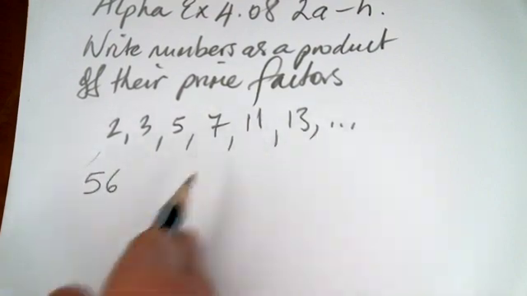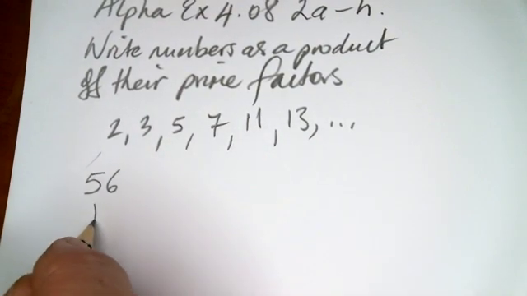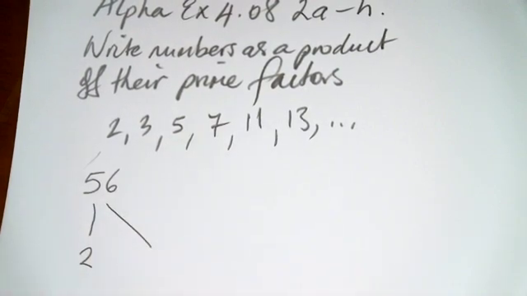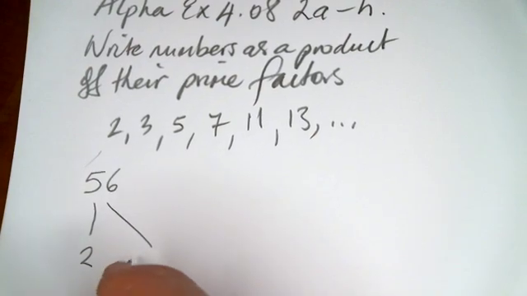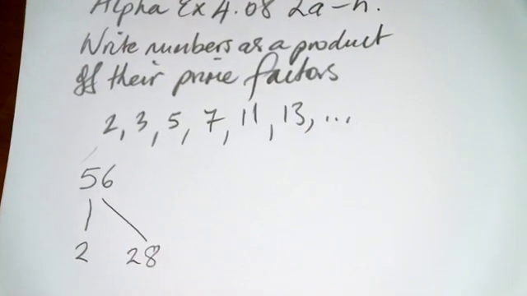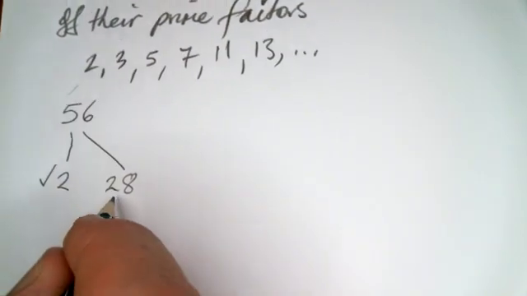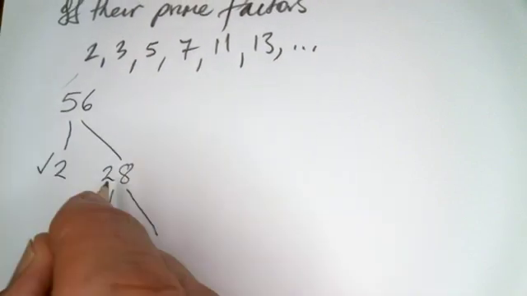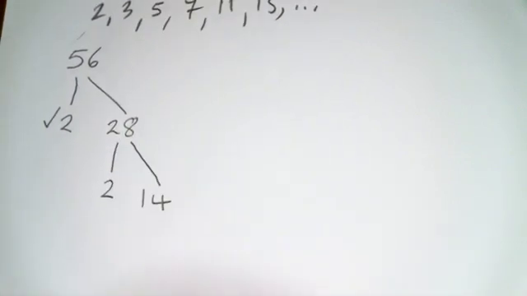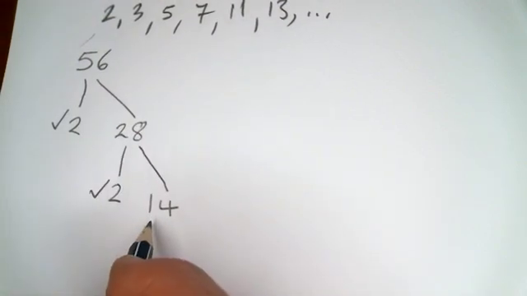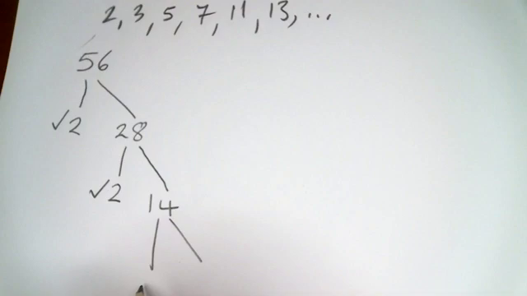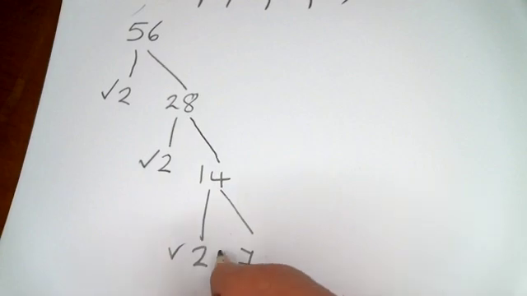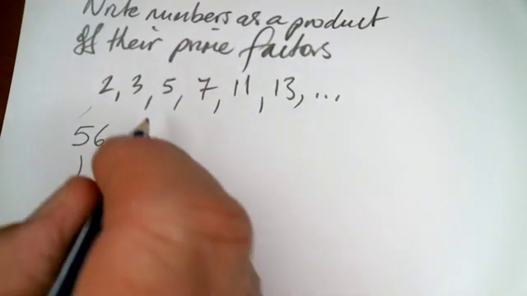So what out of these can we divide into 56? Well, 2 will divide into 56, because half of 56 is 28. So 2 and 28 are factors. We know that 2 is prime, 28 is not. Let's work our way down. I can divide that by 2, so 2 and 14 must be factors. 2 is prime, 14 is not, so let's divide that up as well. It's going to be 2 times 7. We know that both of these are in fact primes, because we listed the primes here.